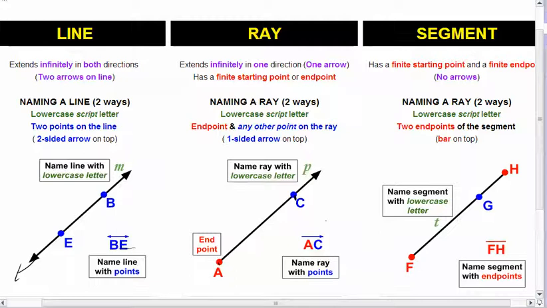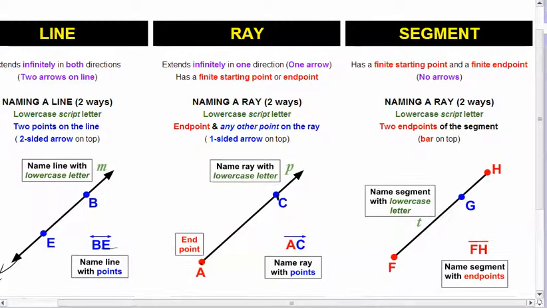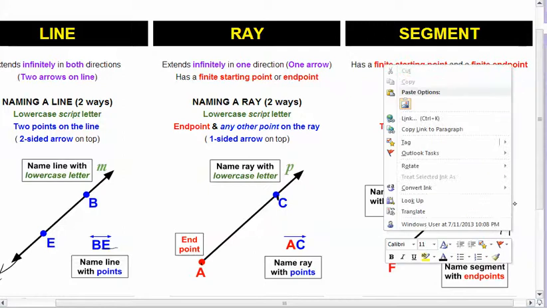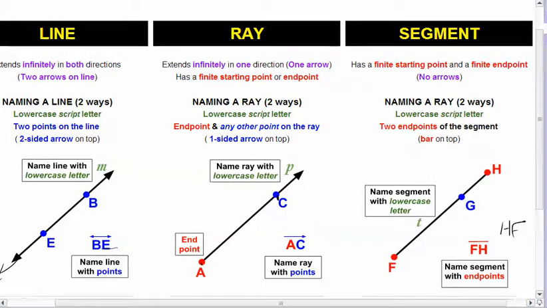Now the last thing here is called a segment. Segments do have a finite starting point and a finite endpoint. Again, you can name it using the endpoints. In this case, I could have called it FH. I could have called it HF. It's exactly the same segment because they start and end at the exact same points. Notice that my bar above doesn't have arrows because they're not going on infinitely, unlike a ray or a line. It's just a bar. And I could call it FH or HF.